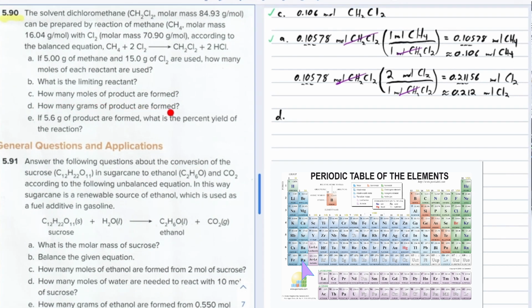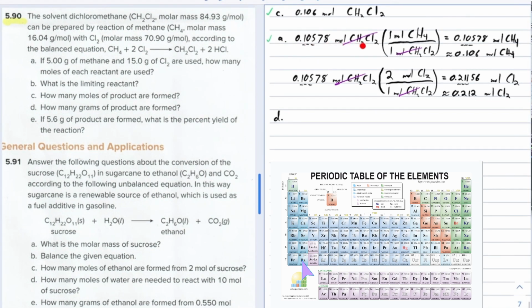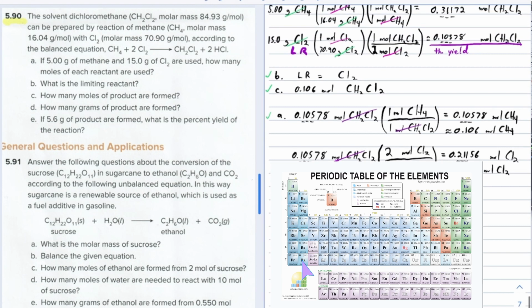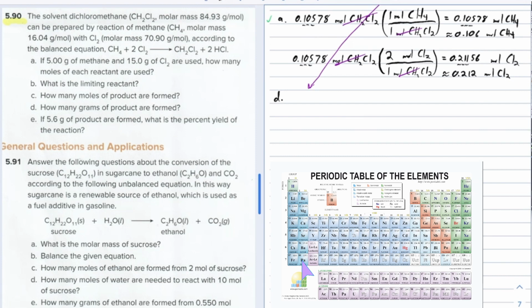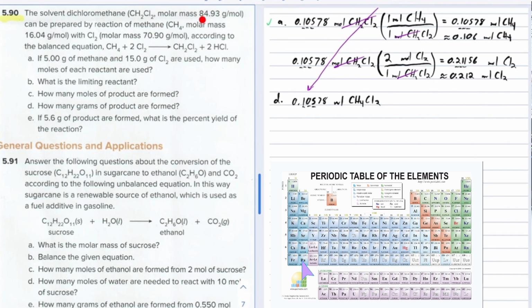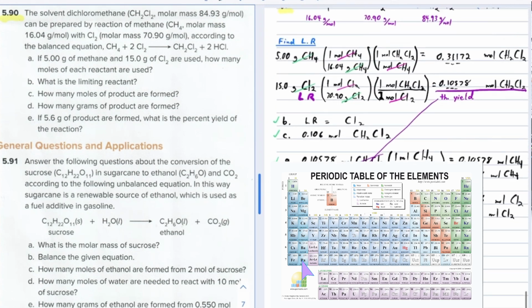How many grams of product are formed? Well, we can turn moles of product into grams of product. So we already figured out how many moles of product are formed. So that's going to be, using the unrounded value, of course, 0.10578 moles of product, CH2Cl2, a 3 sig fig number. And then using the molar mass in the problem, that's 84.93 grams per mole, we can convert it to grams.